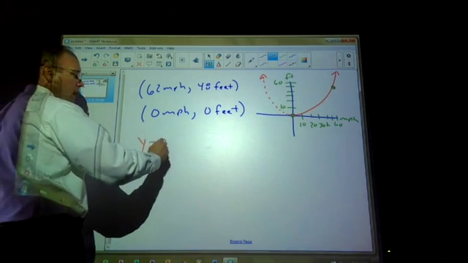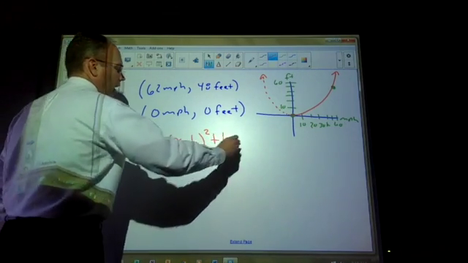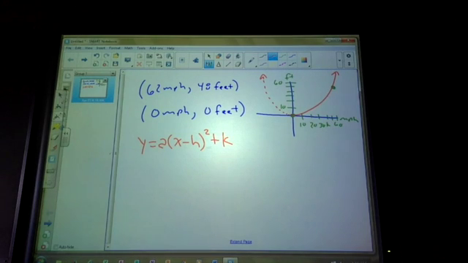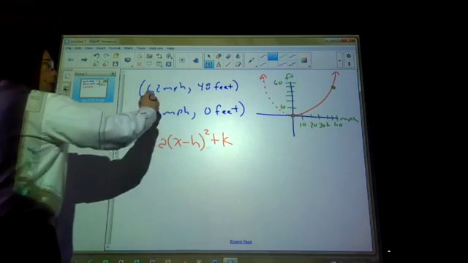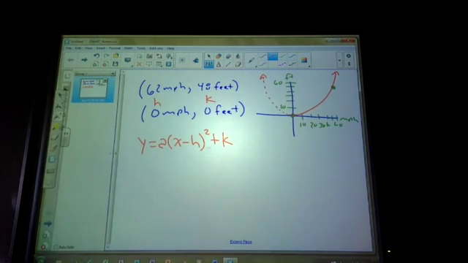Y equals A times x minus h, quantity squared, plus k. Help me label. What's h? What's k? They are x and y, but h and k are the vertex. What's my vertex? 0, 0. So h is here, k is here. Which one's x, which one's y on the other one? 62 and 48.